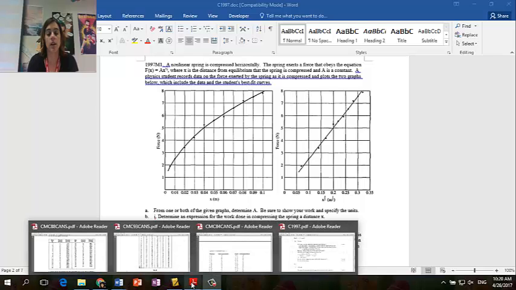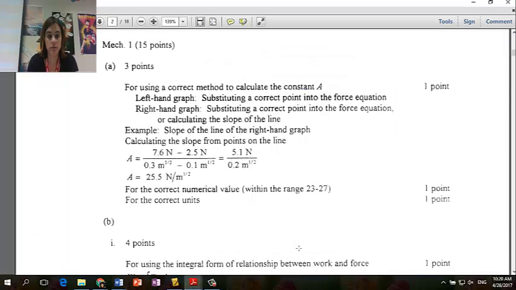And so let's take a look at our rubric here. Okay, so for part A, you get a point for correctly calculating constant A. You could have used either the left hand or the right hand graph, substituting in. If you use the right hand graph, you would have found the slope of the line, and you would have found the slope to be 25.5 newtons per meter to the 1/2 power. Showing that work is a point.